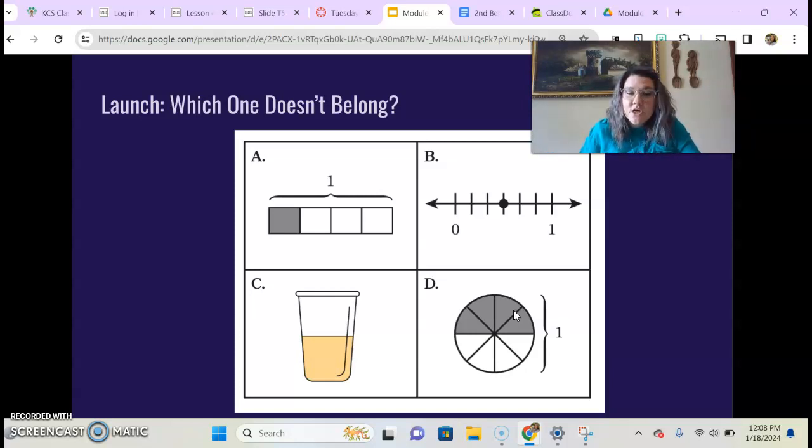All right, so I'm not there to see your answers, so just keep in your mind what you chose as doesn't belong. And remember, sometimes with this routine, I don't like you to talk to each other just yet because I don't want you to change each other's minds. There is not a wrong answer. So someone might have chosen A because A looks like it's representing 1/4, whereas B, C, and D are representing 1/2.